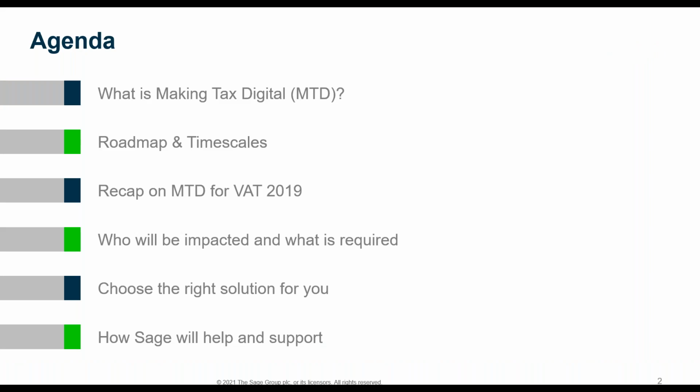So during this session, we'll have a look at what it is. So what is Making Tax Digital, often referred to as MTD? When is it? We'll have a look at milestones. We'll reflect on what has happened so far. Also, who does it affect and how to solve it using Sage.